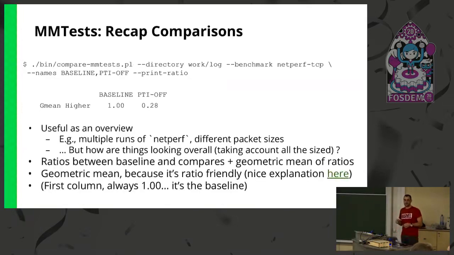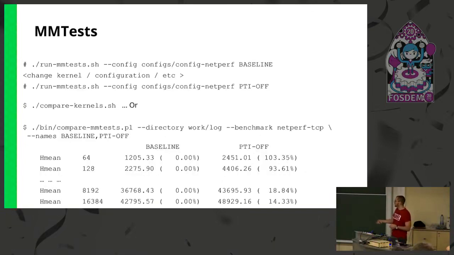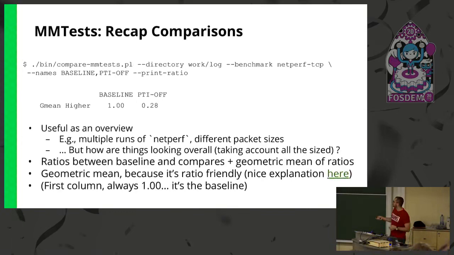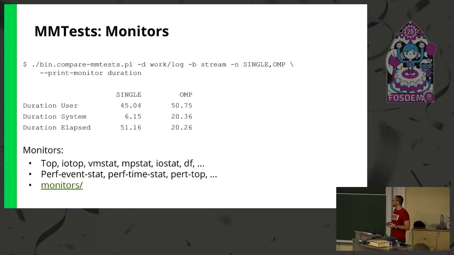You can have an overall comparison of these two runs because, as we saw in this case, the benchmark was run with different packet sizes. Is there a way to aggregate all these results in one and have an overall view of how the benchmark went? Well, there is. It's this one. Basically we do the geometric mean of all the ratios, and we use the geometric mean because the people who understand statistics way better than me think that it's a good type of mean to use, so I agree with them. And yeah, and these are the monitors.